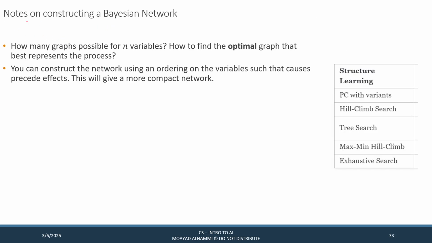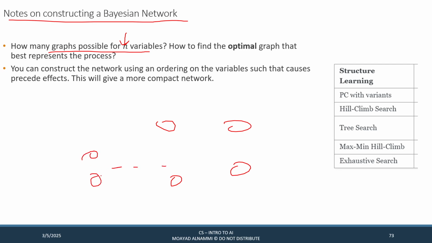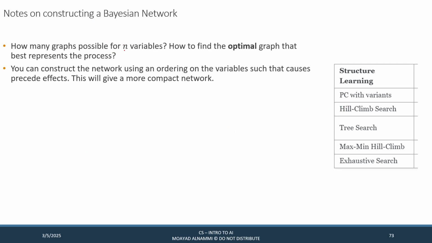One last thing I want to mention is how do we construct the structure of a Bayesian network? We really won't go into details on this because there are algorithms that do this and they're rather involved. Just know the following. How many possible graphs are there for n variables? Meaning if you had n variables, n nodes, how many ways can you construct a graph? Meaning how many edges can you construct or possible graphs can you construct? The short answer is that this is exponential. There's an exponential number of graphs if you have n variables.